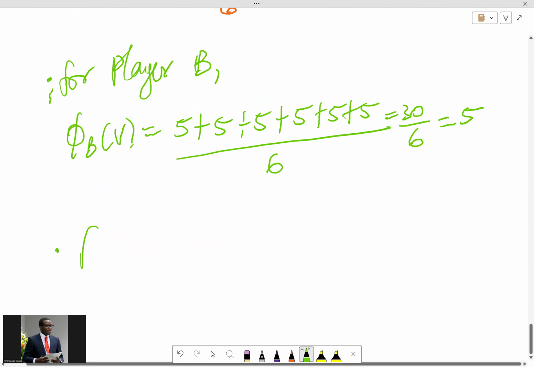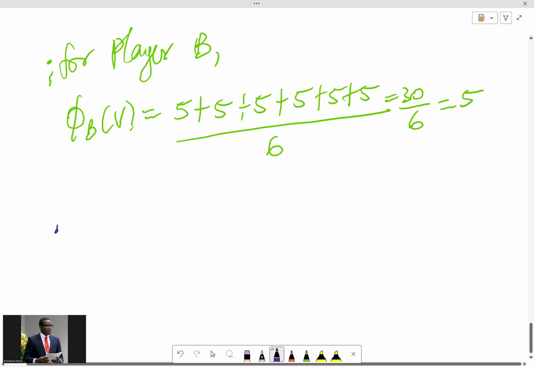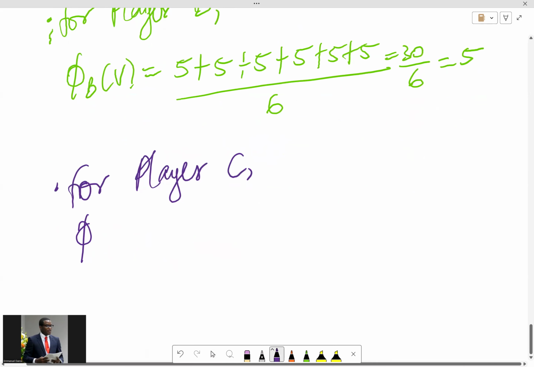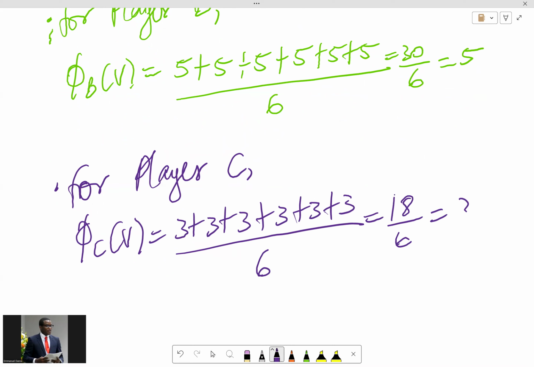Then for player C, I guess I want to change the marker here. So for player C, we have phi C of V, and that is 3 plus 3 plus 3 plus 3 plus 3 plus 3. So it's 3 everywhere, divided by 6. 3 times 6 is 18. 18 over 6 is 3 again.